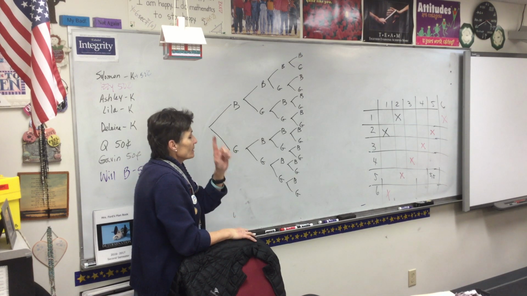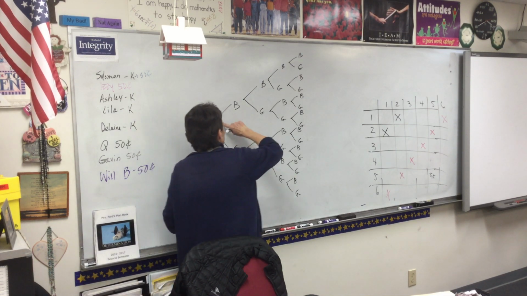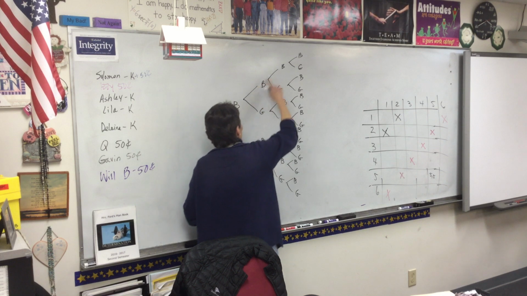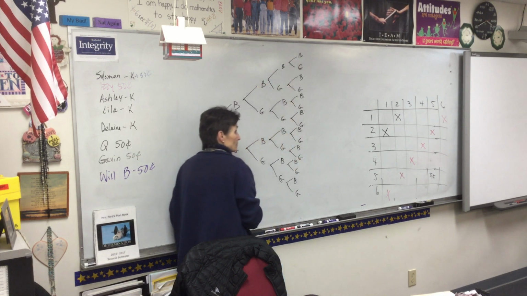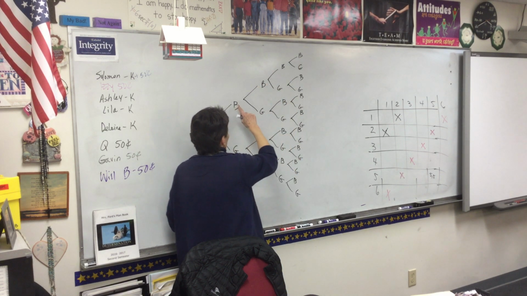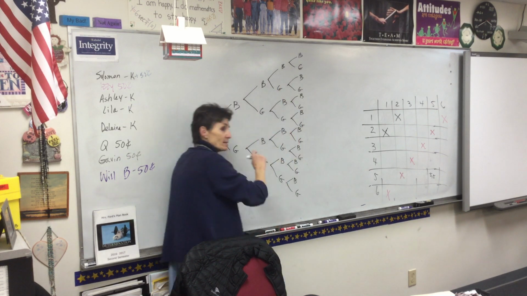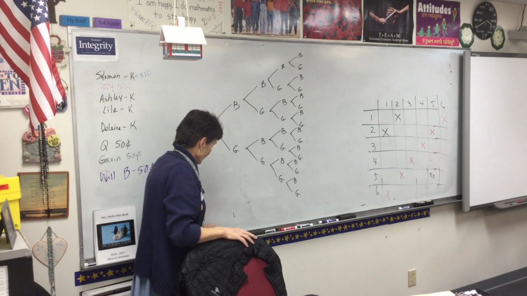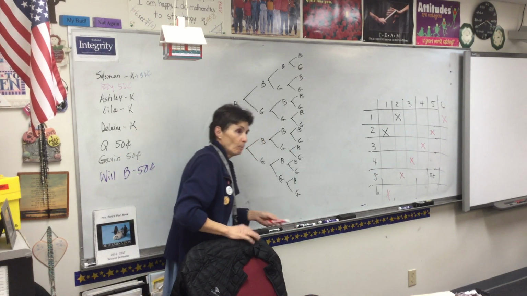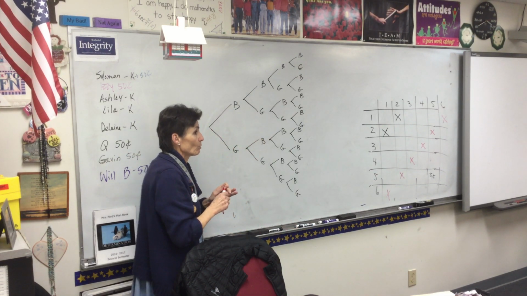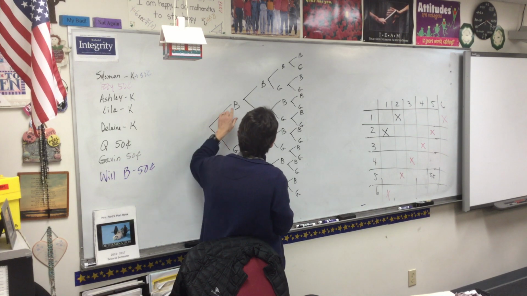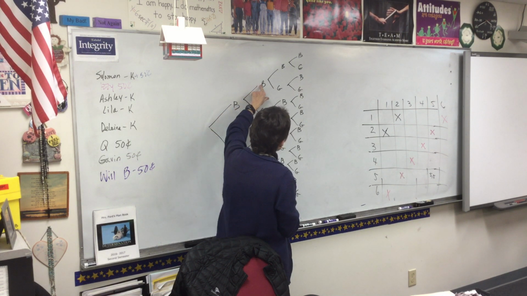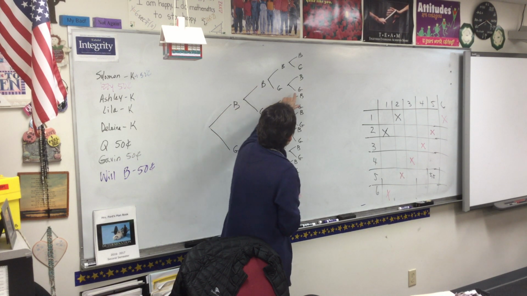Okay, now, I just want everybody to understand. This means I had a boy, then a boy, then a boy, then a boy. This means I had a boy, and then a girl. Right? So you understand? Now, what do I want to have happen? I want to have 2 boys and 2 girls, and I don't care what order they're in. So let's find the branches that have 2 boys and then 2 girls.